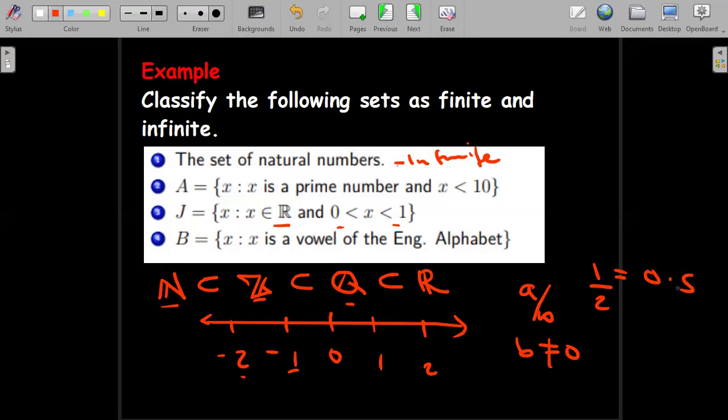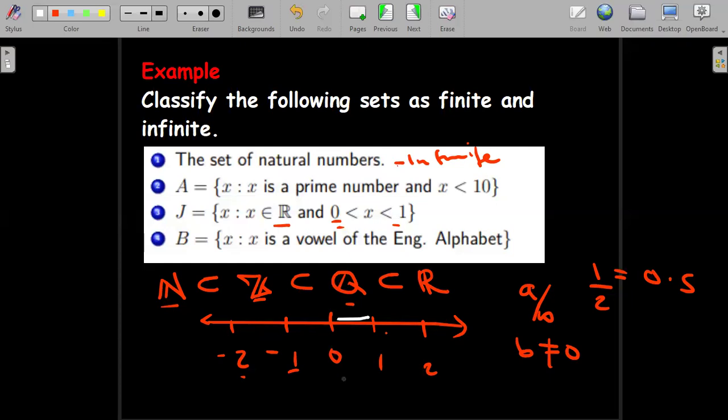So this is like 0.5. And in between here, as we can see, they've told us that it's between 0 and 1. Let me use another color. So here, in between, this is 0 and 1. So how many numbers are here? There are a lot of numbers here. There are infinitely many numbers here, because I can just say any number.